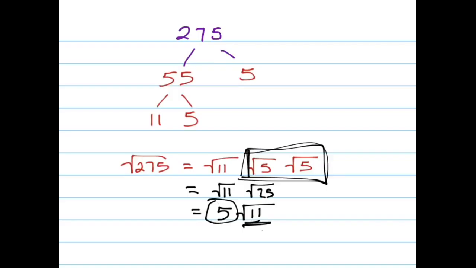Okay? Makes sense? Sometimes you get really complex numbers where you can pull out multiple numbers. You can pull out the perfect square of 25, and then maybe a 16, and maybe some other numbers. Every time you get a buddy, it comes out.